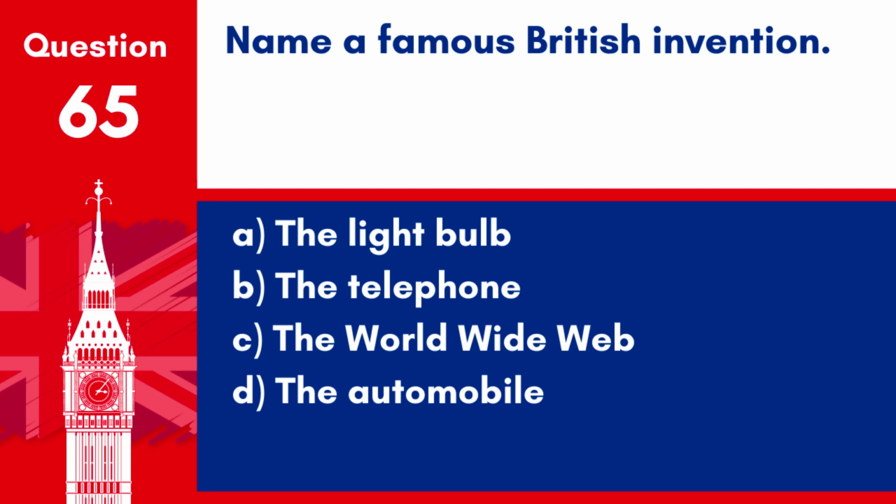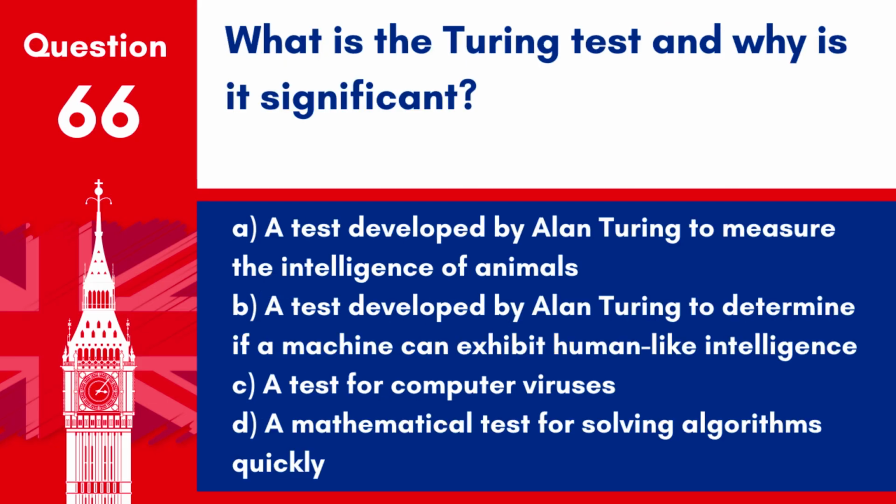Answer: C. The World Wide Web. The World Wide Web was invented by Sir Tim Berners-Lee, a British engineer and computer scientist. Question 66. What is the Turing test and why is it significant? A. A test developed by Alan Turing to measure the intelligence of animals. B. A test developed by Alan Turing to determine if a machine can exhibit human-like intelligence. C. A test for computer viruses. D. A mathematical test for solving algorithms quickly.